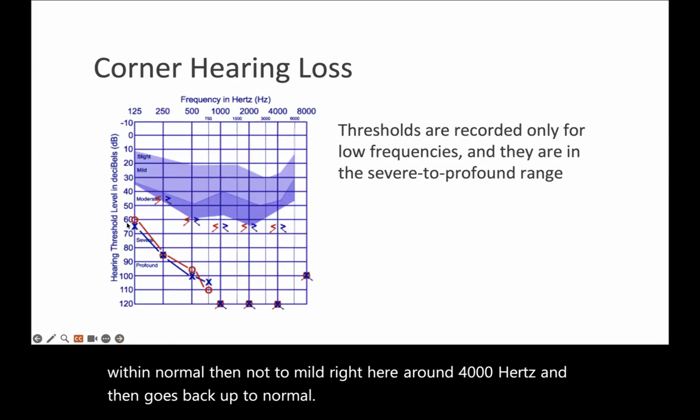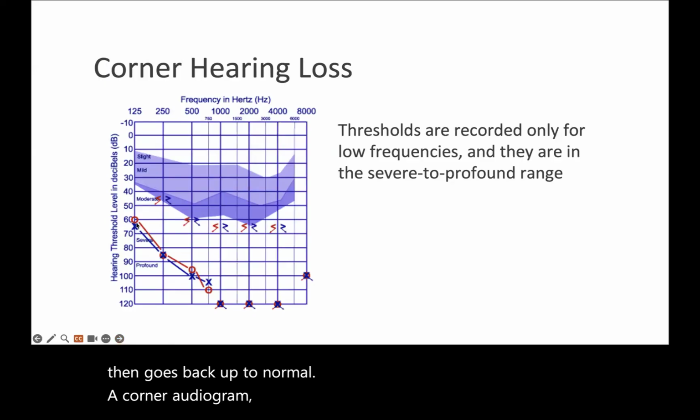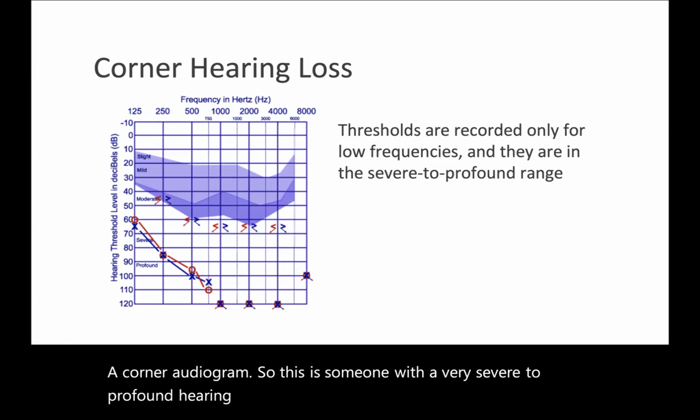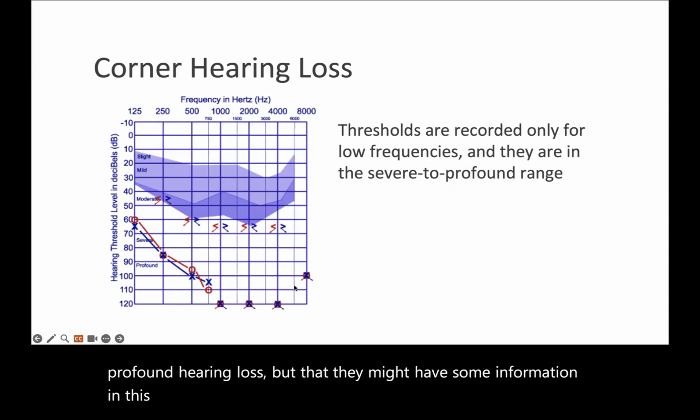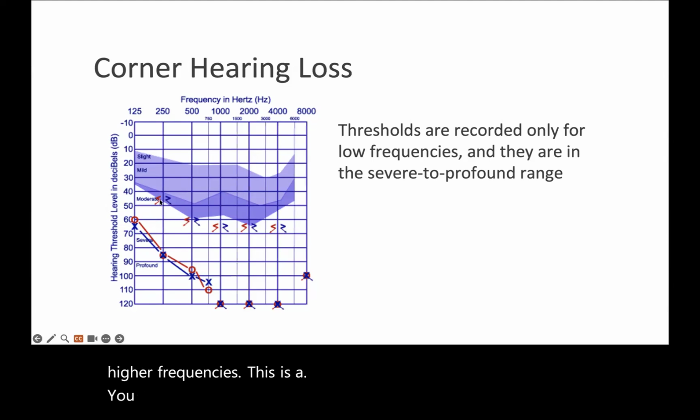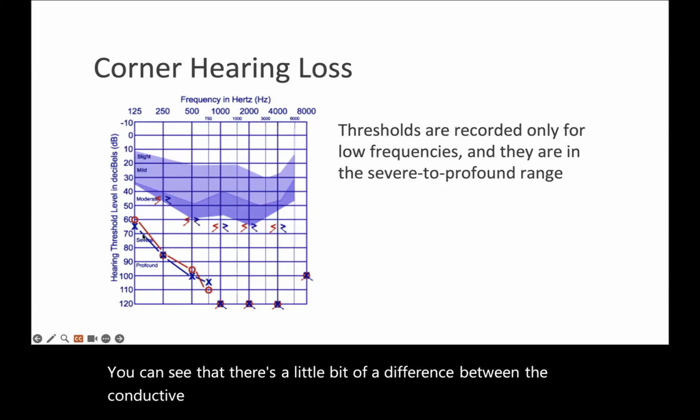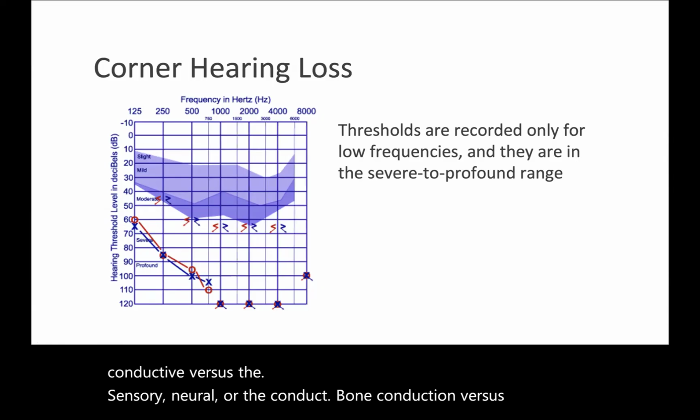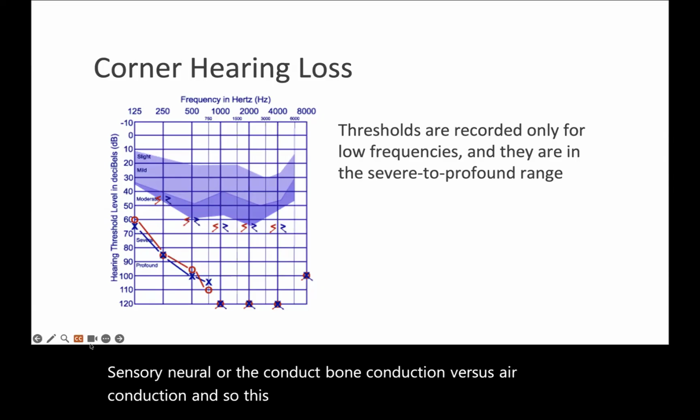A corner audiogram. This is someone with a very severe to profound hearing loss, but they might have some information in the low frequencies, and then very, very little hearing in those higher frequencies. You can see that there's a little bit of a difference between the conductive versus the sensory neural, or the bone conduction versus air conduction. And so this would be a mixed hearing loss.